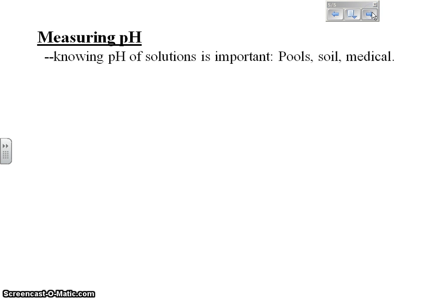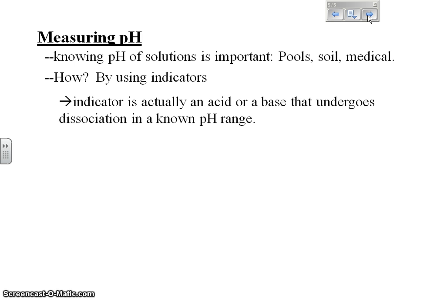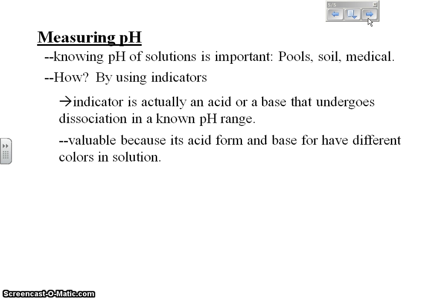Measuring pH. Knowing the pH of solutions is important. Pools, soil, medical, all right? And how do we do this? We measure it by using indicators. The indicator is actually an acid or a base that will undergo dissociation in a known pH range. This is valuable because its acid form and base form have different colors in solution. And that's the end.